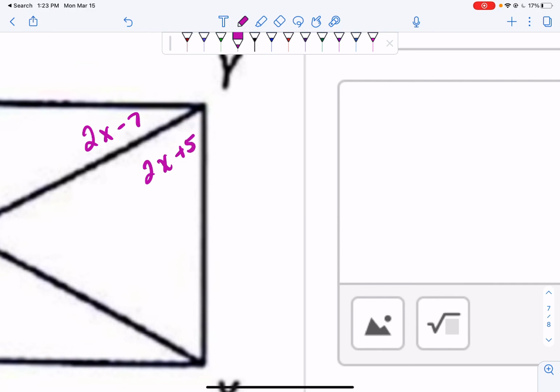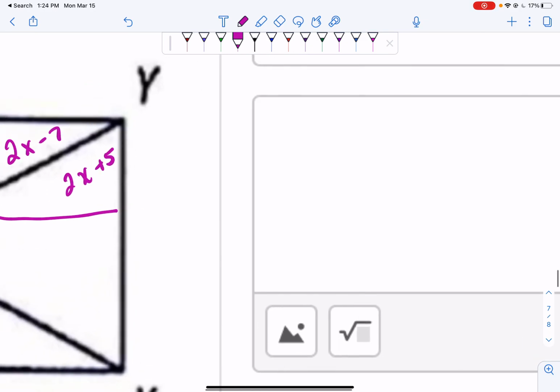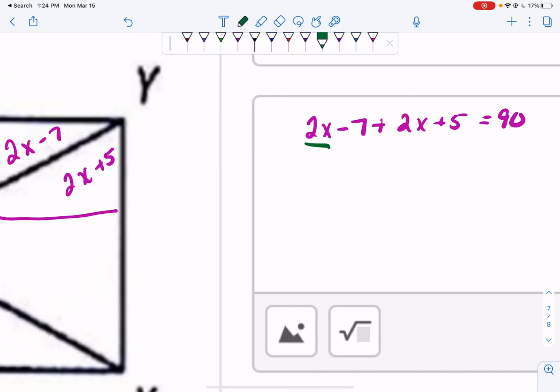Now, if you remember, these aren't going to be equal. They're actually going to add up to 90 degrees. So I'm going to take those angles, add them up, and set them equal to 90. So I have 2x minus 7 plus 2x plus 5 equals 90. First thing I've got to do is combine those like terms. So 2x and 2x gives you a 4x. Negative 7 and a positive 5 give you a minus 2. And that's equal to 90.